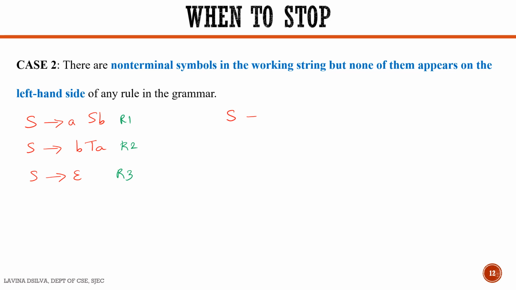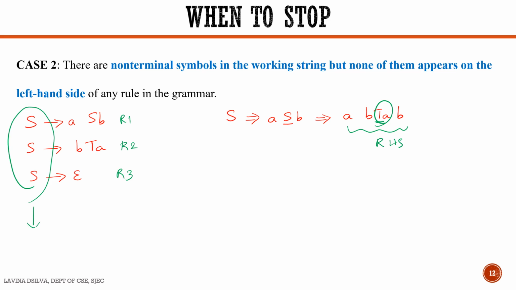I'll take the start symbol and make use of the first rule, so it will be ASB. Now this S is replaced by the second rule, so I've got A, B, T, A, B. The non-terminal which appears here is T. This is on the right-hand side of the rule. Now, do we have T in the left-hand side of the rules?